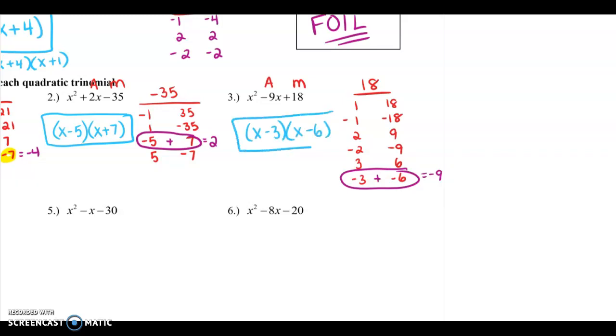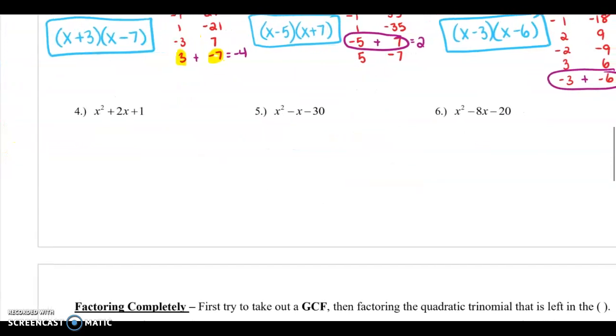And like it says up at the top in that box, you can always FOIL to check your answer. That's the nice part about this. You can always work backwards and multiply, kind of like our previous unit, to check our answers. All right, looking at this one.